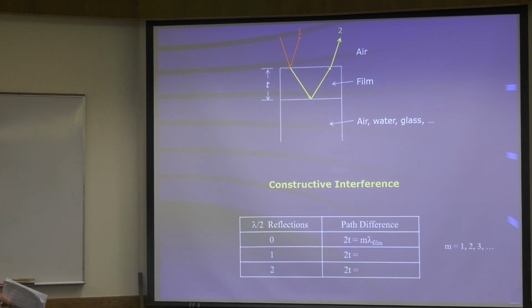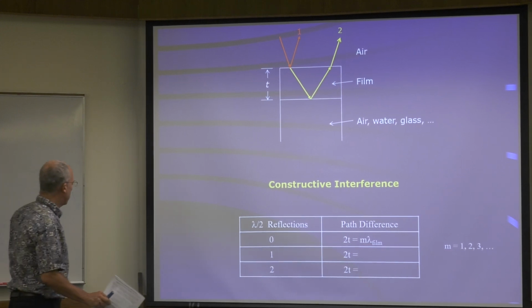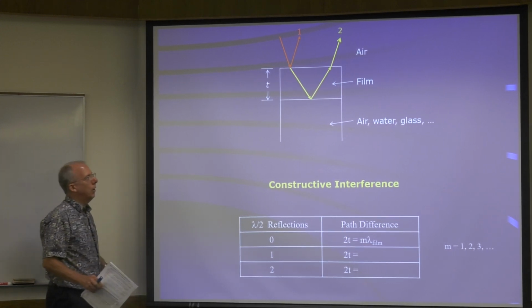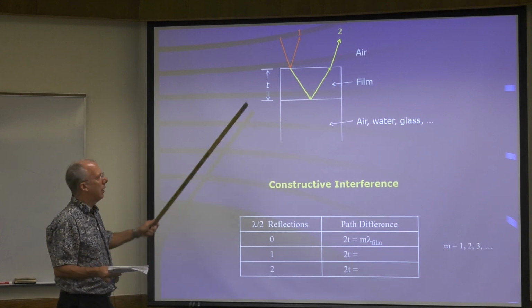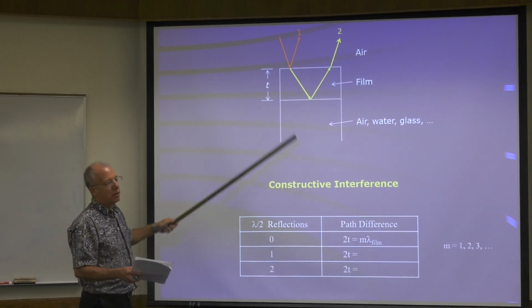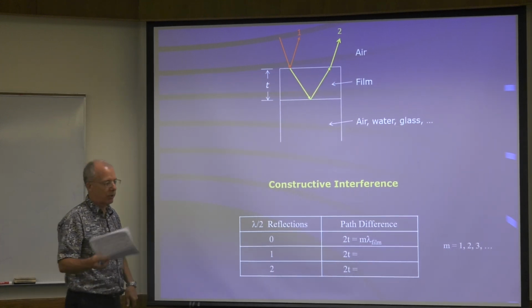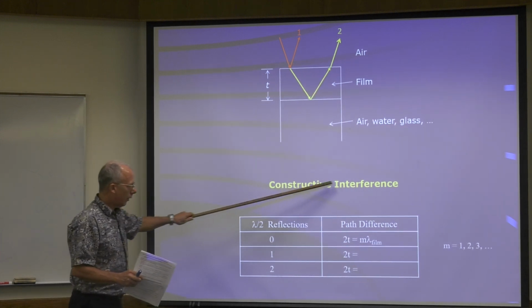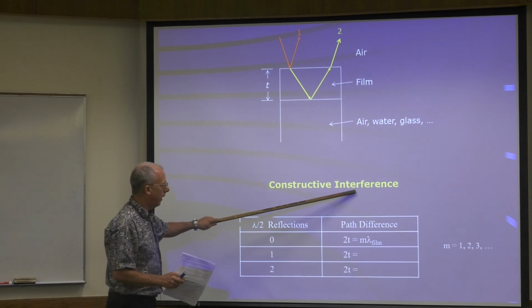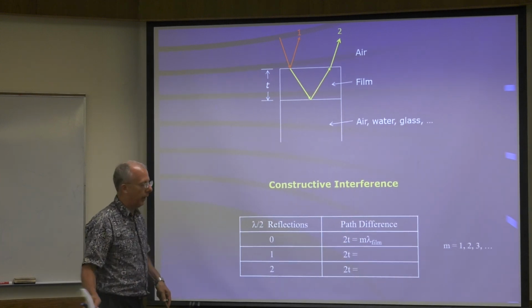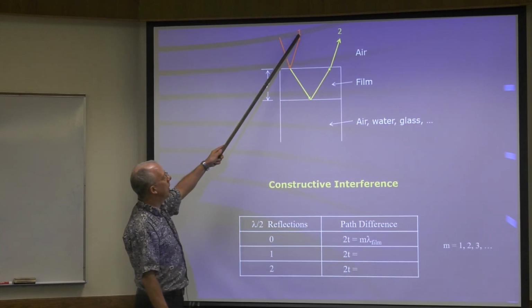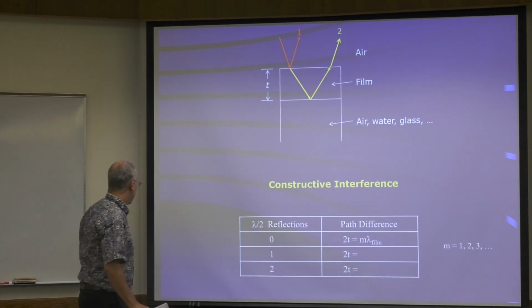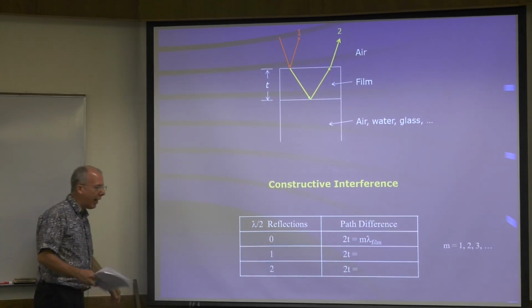Let's say the problem asks, as they typically do, what is the thickness of the film so we can have either destructive or constructive interference. Let's assume we want constructive interference. We'll do destructive in a couple of minutes. So we want this ray and this ray to constructively interfere.